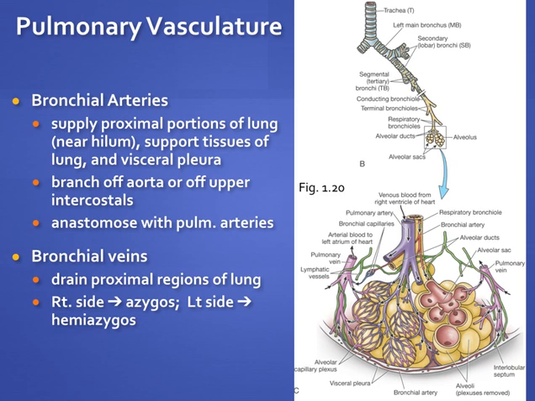The bronchial veins are going to be draining the lung, but primarily they're draining the proximal regions of the lung, around the hilum, in that region where branching is just beginning. On the right side, the bronchial veins are going to be draining to the azygos vein, and on the left side to the hemiazygos vein. And again, those veins are going to be mentioned in other lectures. Okay, so that's the vasculature: bronchial system, pulmonary system.